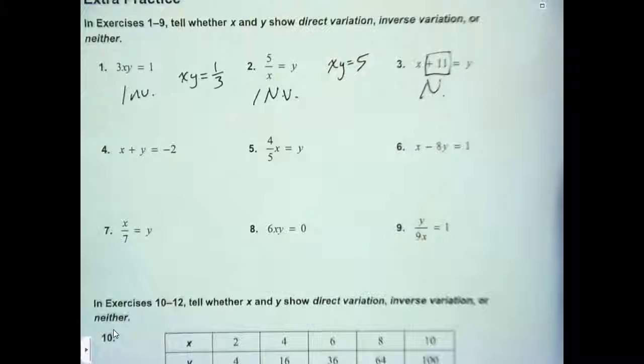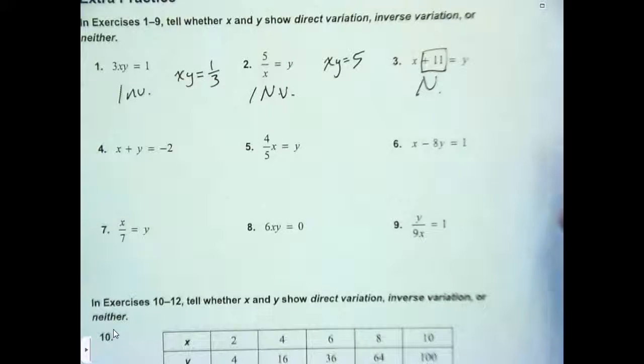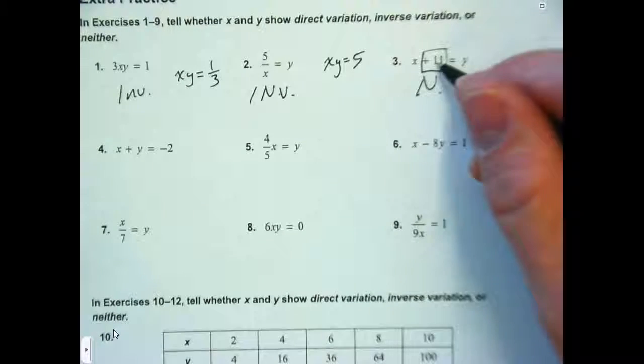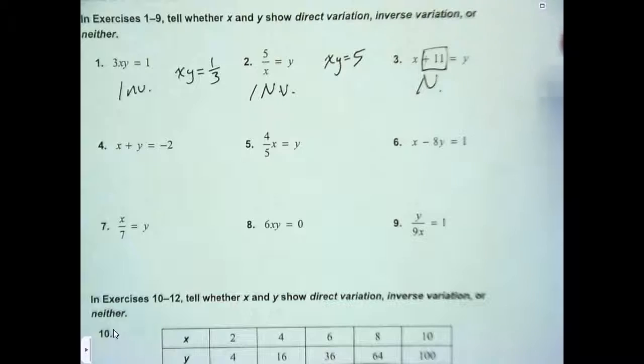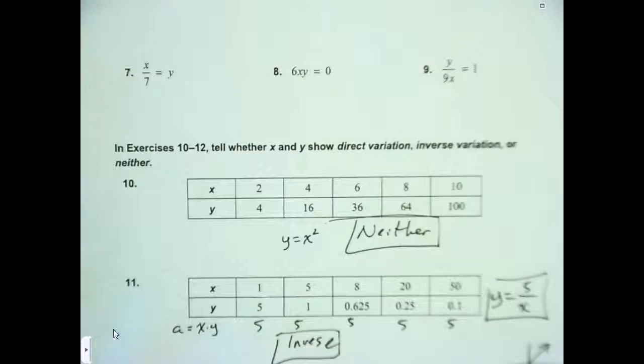And this one, why is it neither? Yeah, I mean, we're adding something to it. We're adding a constant. It's that simple. It's either multiplying x by y to get something, or dividing x by y, or y by x to get something. If you're adding anything, we've got a problem. Which means, really, when we start seeing those addition signs, we've got some issues, right?